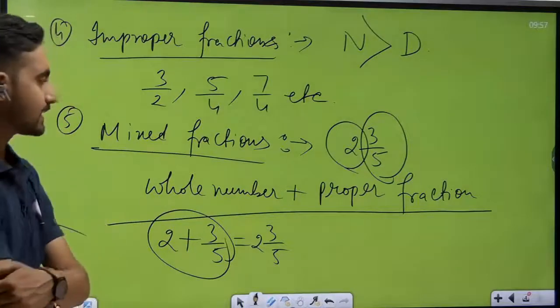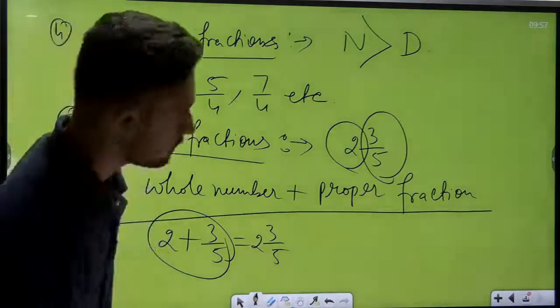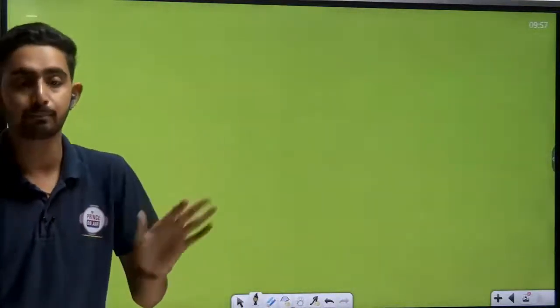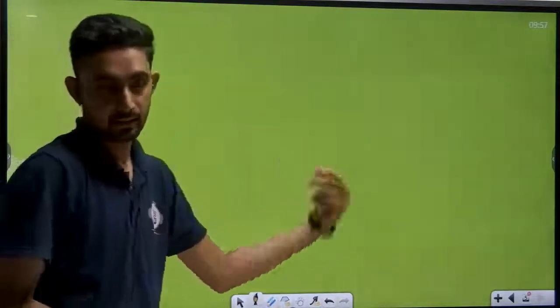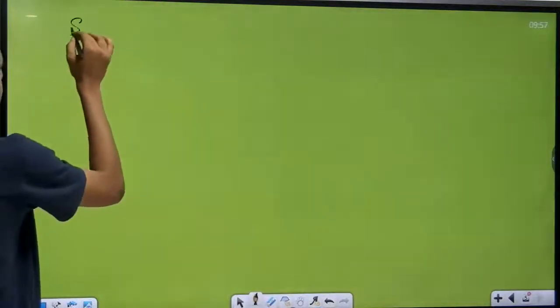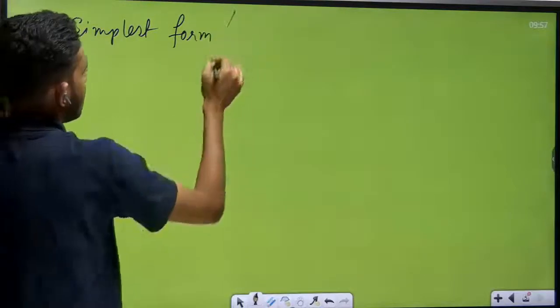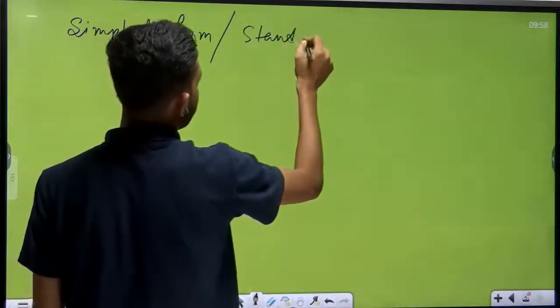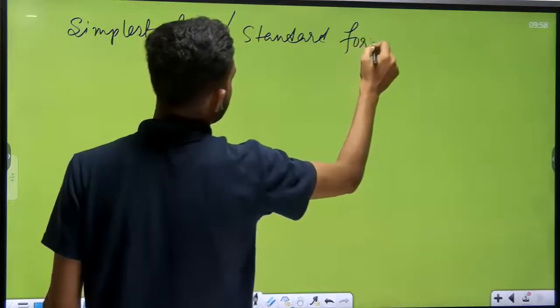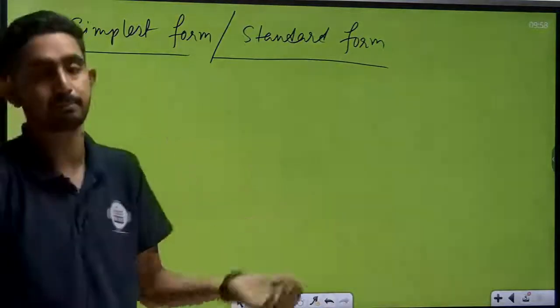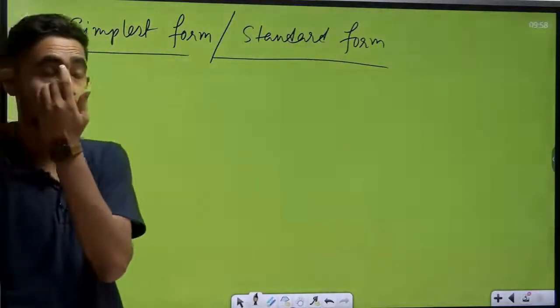Okay, now we'll move next. Next is simplest form or standard form. This is very, very important because if you learn it in class 6, then in class 7, class 8, each and every class, it is very, very important. This topic will come in every question. Simplest form or standard form, we can say. So what is the meaning of simplest form? How will we write it in simplest form? What are the methods of simplest form? All those things we have to discuss one by one.